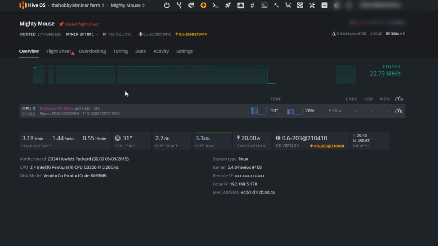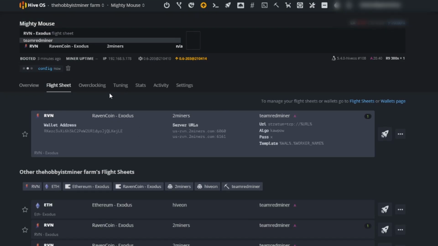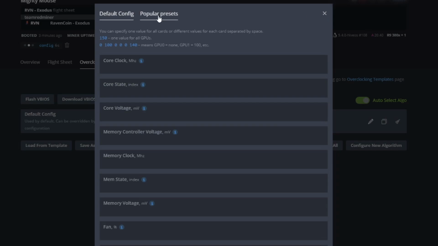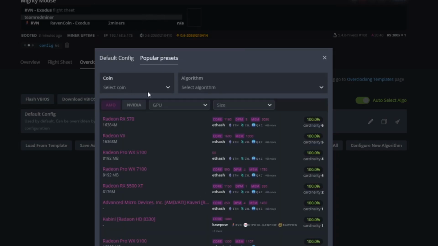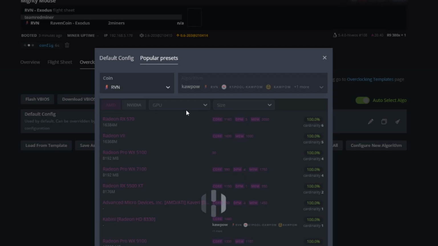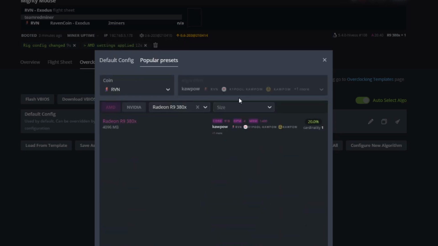So let's go ahead first and select our flight sheet, and we're going to set our Ravencoin one for Team Redminer. So that is in place and good to go. In the meantime, while that's coming up, let's go to our overclock settings. I am very curious if we're going to find anything out there under the popular presets, at least to get us started at this point in time. But let's see what we can find here. So Ravencoin, it's thinking, there it is. All right, cool. Radeon R9 380X, cardinality of 1. Oh my goodness. Okay. I don't even know if this is going to work. We're going to find out.